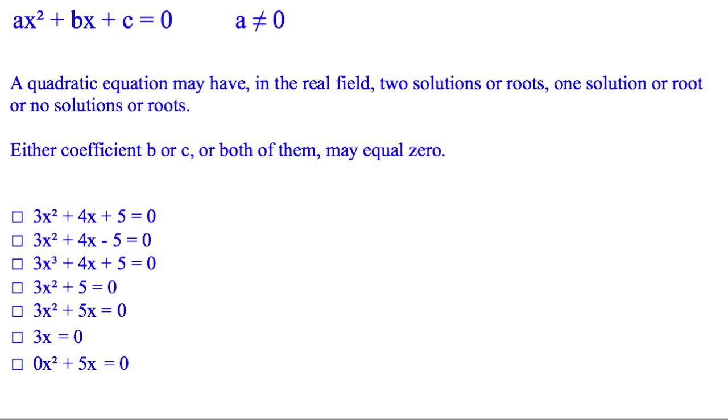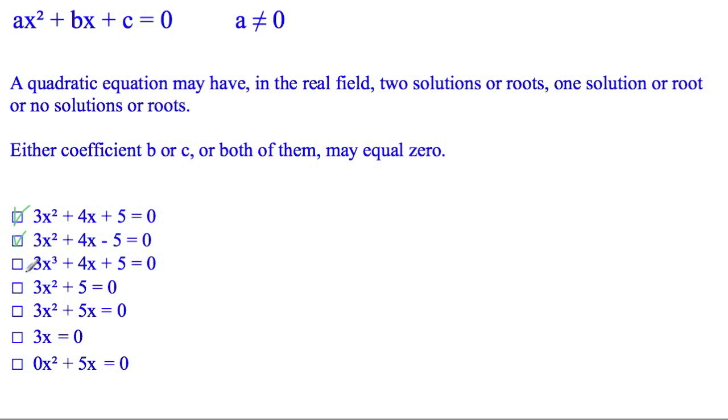Let's now examine 7 equations and find out which of them are quadratic equations. 3x squared plus 4x plus 5 equals 0 is a quadratic equation. In this case, a equals 3, b equals 4, and c equals 5. 3x squared plus 4x minus 5 equals 0 is another quadratic equation. A is 3, b is 4, and c is negative 5.